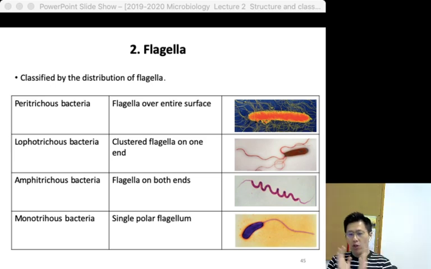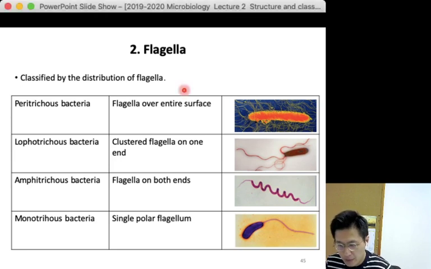Okay, now we're going back to another type of classification, which is the flagella: the number, absence and presence of flagella. So there are 4 categories of flagella distribution.